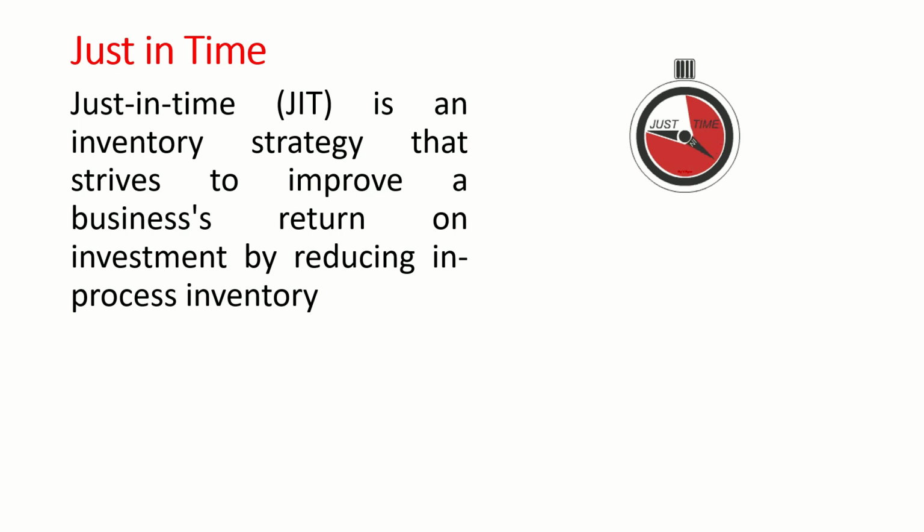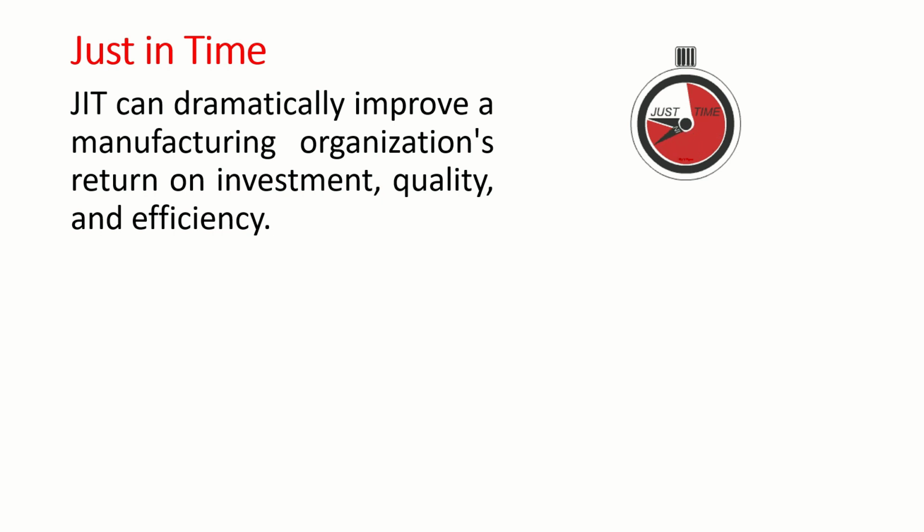For example, while manufacturing a computer, they need a motherboard. That motherboard is not stored in the warehouse, so they will place the order to the vendor in such a way that whenever it is needed, it arrives just in time. It saves a lot of cost in inventory that they would have had to block, and it also produces the product much faster. Just in time can dramatically improve a manufacturing organization's return on investment, quality, and efficiency. So, friends, these are the top 5 tools that are used in lean manufacturing.